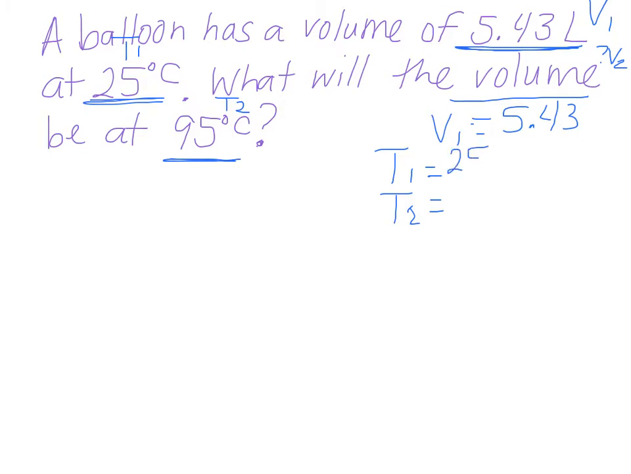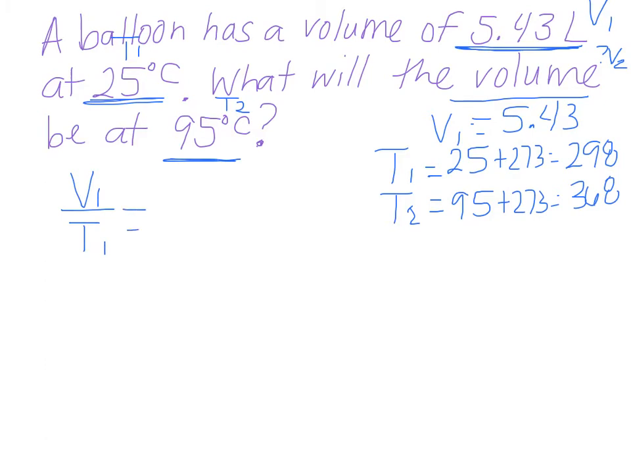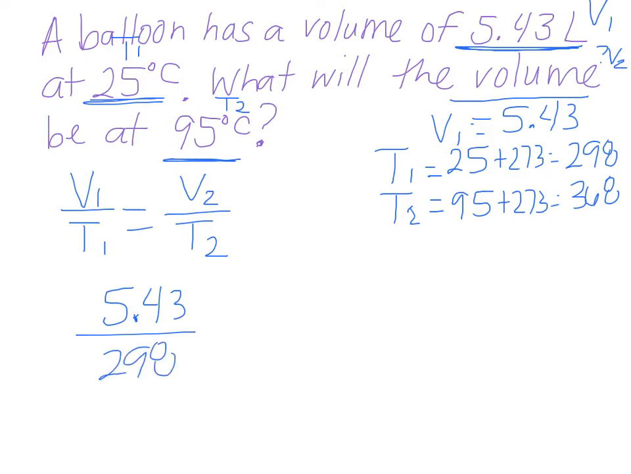So if you are looking at your reference guide in class, all you have to do is add 273 to both of these temperatures to get them into a temperature unit known as Kelvin. So 25 will actually become 298 and 95 will become 368. So Charles's law on your reference guide is V1 over T1 equals V2 divided by T2. So we're just going to plug our variables into that formula: 5.43 divided by 298 equals V2, which is what we're looking for, so we're going to leave that in there, divided by 368.